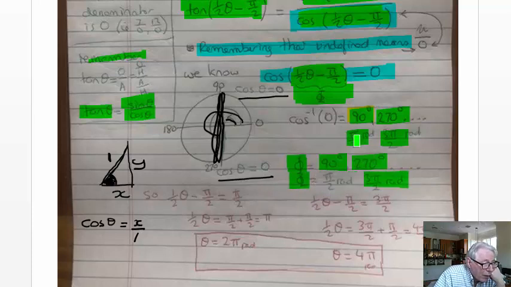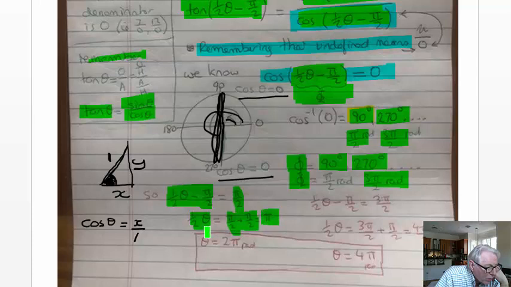But we want to know about little theta. So we say, well, a half theta minus pi over 2 equals my first answer, which is pi over 2. Let's rearrange that. A half theta is equal to pi over 2, that negative goes to positive. 2 halves make a whole. So a half theta makes pi. So theta makes 2 pi.